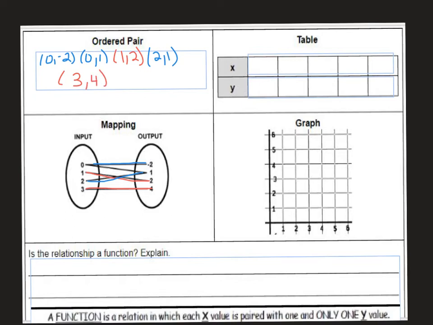When you look at the following, go and highlight your x coordinates. And thinking about the definition of a function, see if every x coordinate has a repeating value, and whether it has been assigned only one y value.